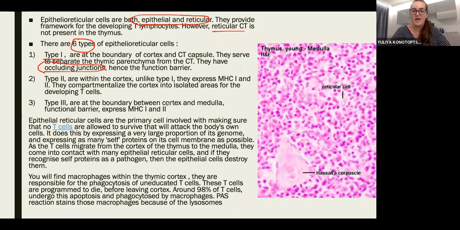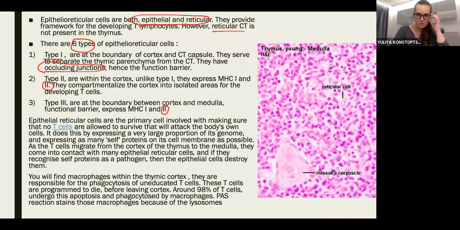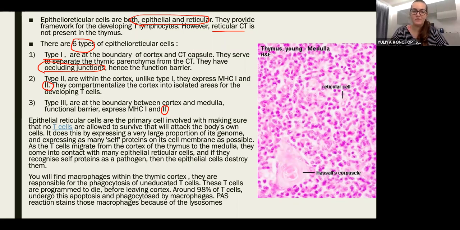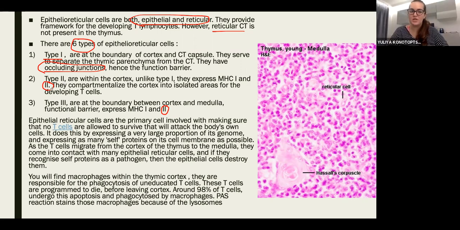Take a look. They have MHC2. Who had MHC2? Antigen presenting cells. Very good, such as? Macrophages, B cells, dendritic cells. And who do they present antigen to? T helper. They're going to be presenting to the T helper cell. So what do you think about type 2, 3 epithelial reticular cells? What will they use this MHC2 for? Will they use it to present antigen to T helper?